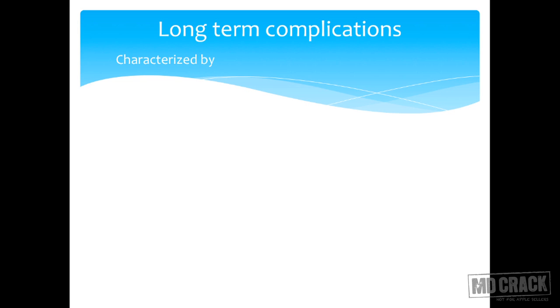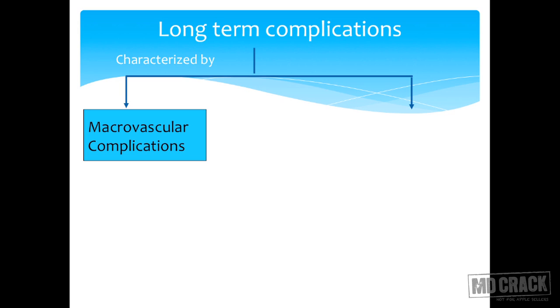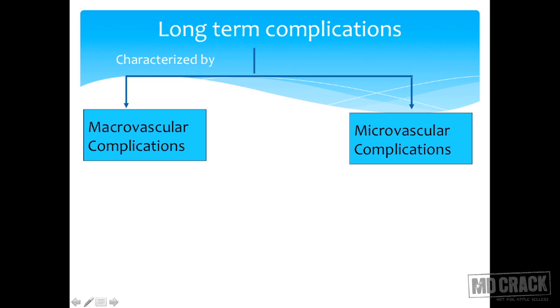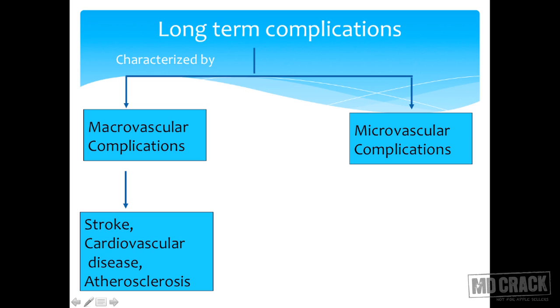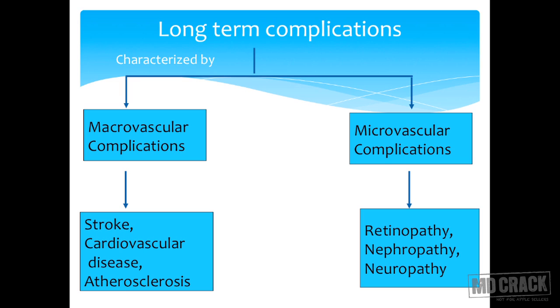I'm giving a brief overview. Long-term complications can be macrovascular complications or microvascular complications. Macro means bigger vascular vessels, and microvascular is at the smaller level. Macrovascular complications include stroke, cardiovascular disease, atherosclerosis. Microvascular: retinopathy, nephropathy, neuropathy. All these pathies are because of the microvascular complications.